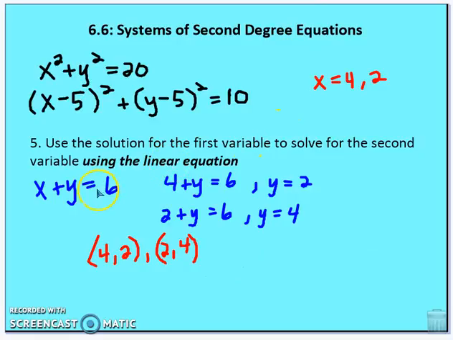From there, I'm going to substitute it back in for x into the original linear equation. If you substitute it back in for the circle, you're going to end up with two sets of possible answers which are incorrect. So substitute it back into the linear equation, 4, 2. So I get 4 plus y is equal to 6, y is equal to 2. So (4, 2) is one solution. 2 plus y is equal to 6, y is equal to 4. So the second solution is (2, 4).